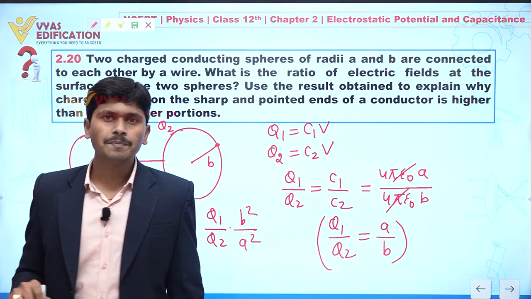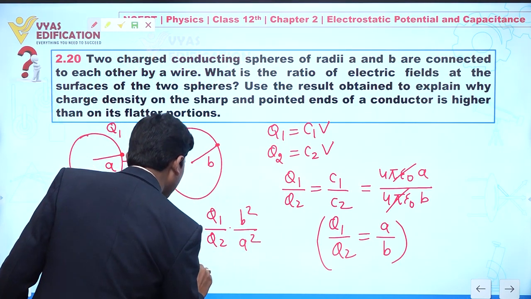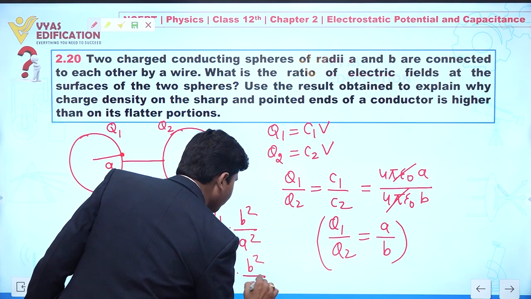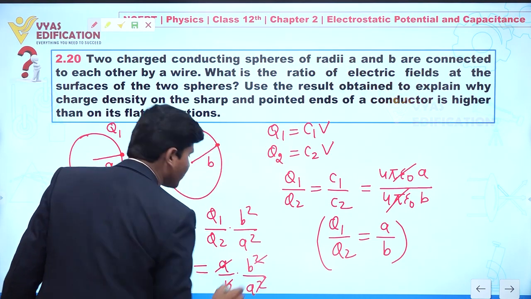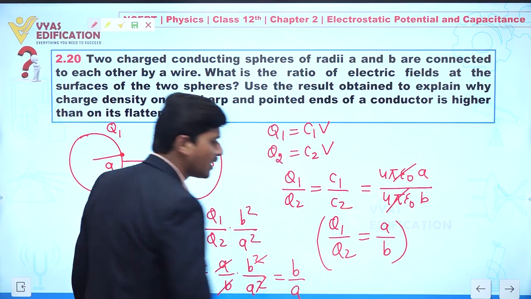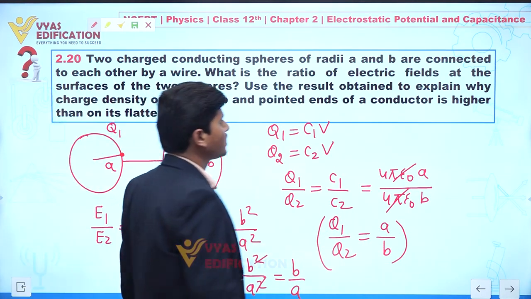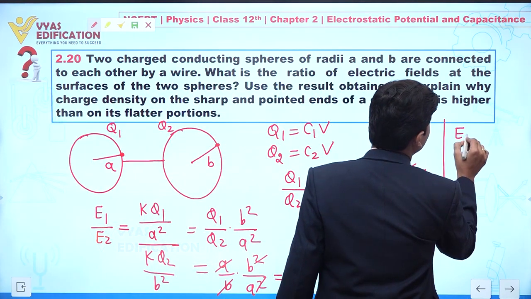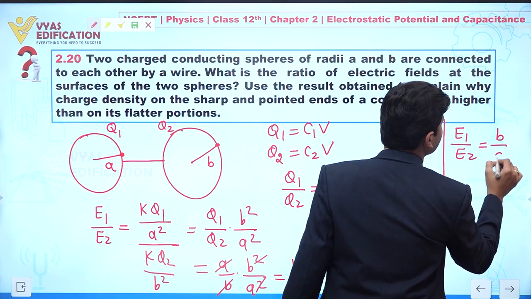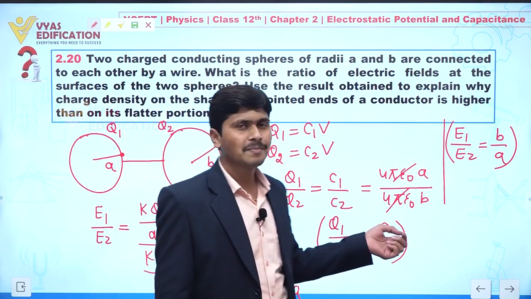Now we can put the value of Q1 by Q2 in this equation. So from here we can write A by B multiplied by B square upon A square. This one and this one cancel out, and this one is also cancelled out. So this is defined as the ratio of B and A. So from here you can see E1 by E2 is given by B by A. So the E1 by E2 ratio we have is B by A.